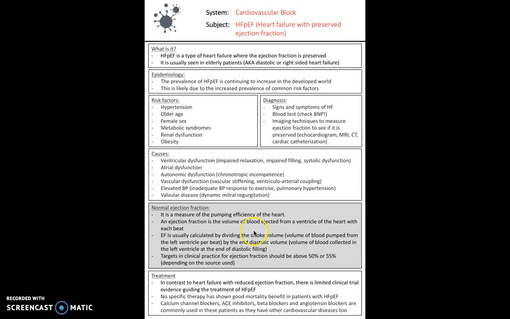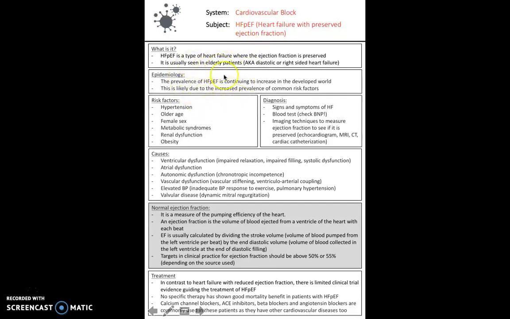It depends on the source you use in terms of what they say is the normal. So, heart failure with preserved ejection fraction. First of all, the ejection fraction is normal. This indicates that it's a diastolic problem. It's a problem with the filling of the ventricle, and this is usually seen in the elderly patients.